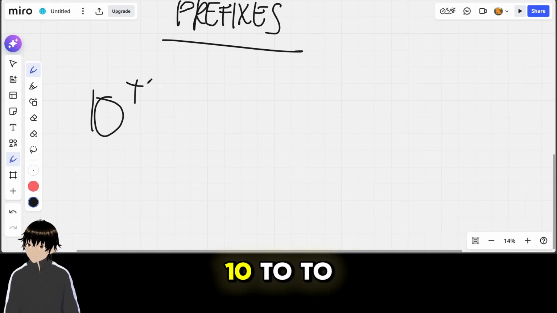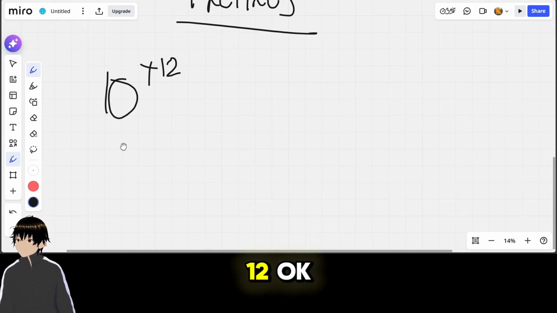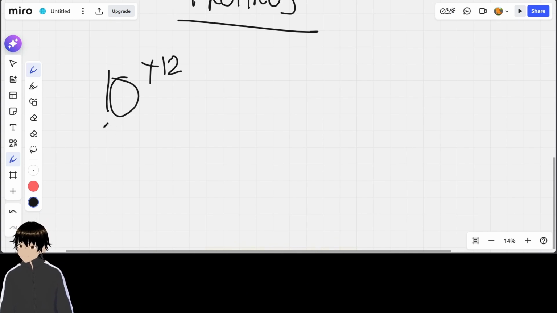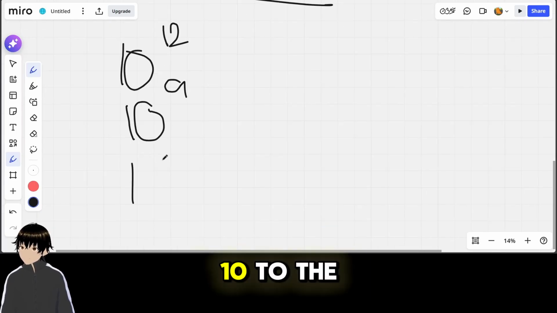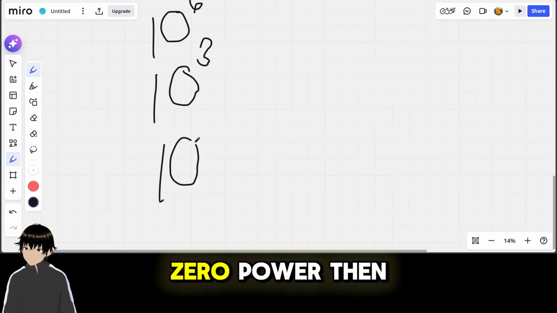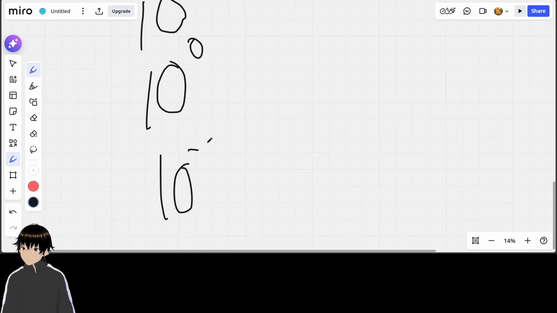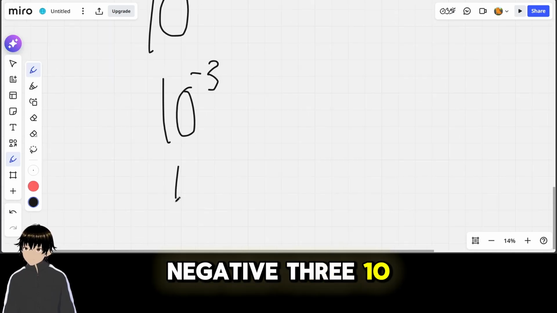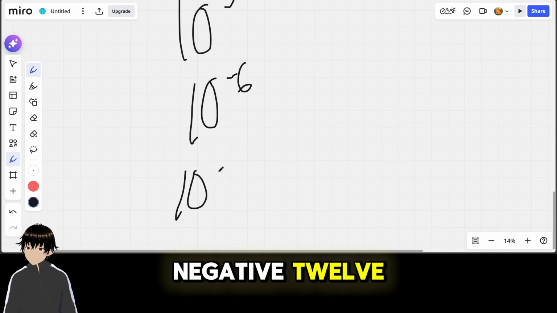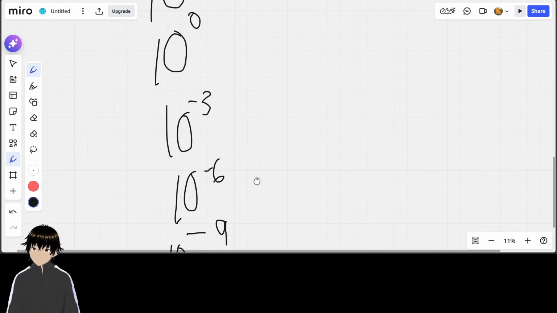So we have 10 to the 12th power, positive 12, okay? So we can get positive 12, 10 to the 9th power, 10 to the 6th power, 10 to the 3rd power, 10 to the 0 power. Then we can just go 10 to the negative 3, 10 to the negative 6, 10 to the negative 9, sorry, 10 to the negative 12.